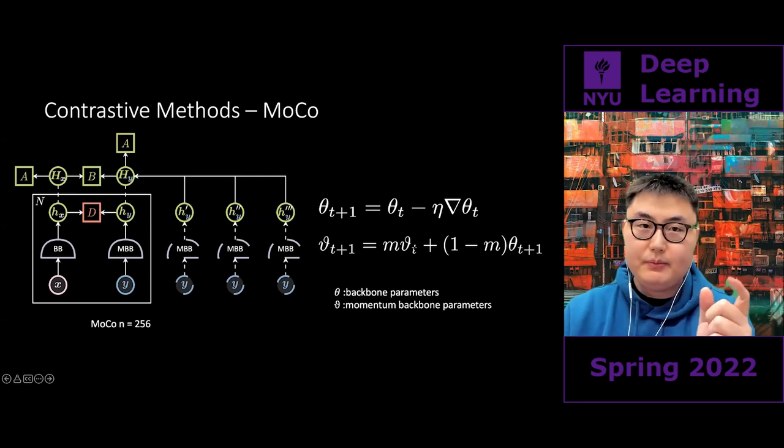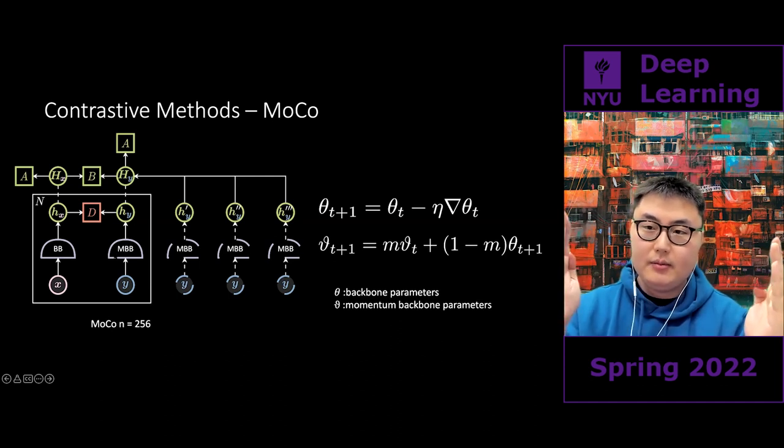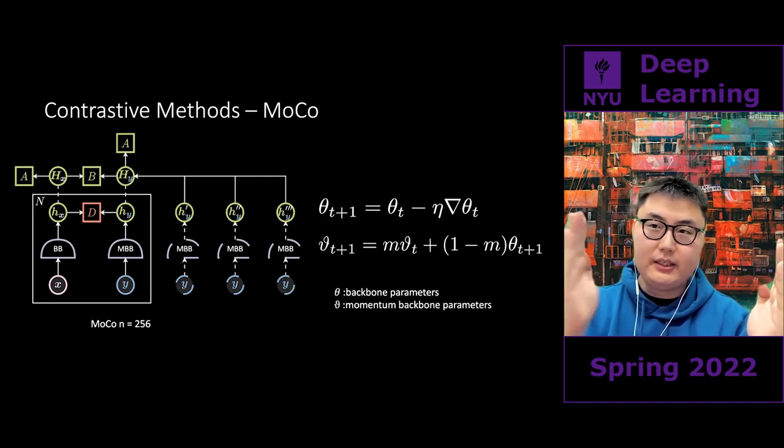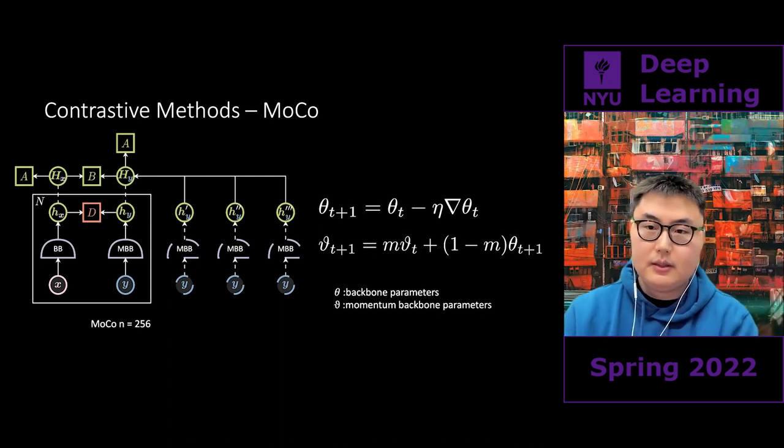By changing m between 0 and 1, when m is zero the backbone and the momentum backbone have the same weight. If you set m to one, it is not trained at all. So by changing m between 0 and 1, you can change the rate at which the var theta changes. When you make m higher, you slow down the changes of the var theta, right? I feel it's pretty intuitive, but I may be wrong.